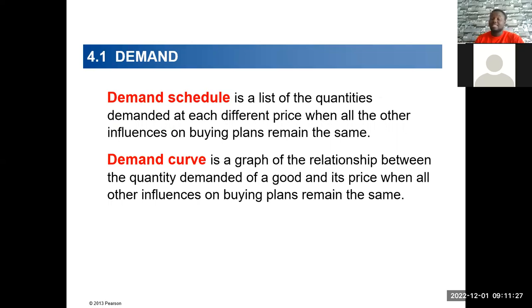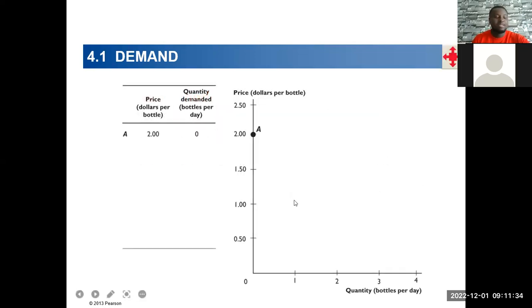So this is how we represent demand. It can either be in a tabular form or in a graphical form. So let's look at the schedule. The left one is the schedule, and the right one here is the graph. The good is a bottle of water, and then the quantity demanded is measured per day. Remember, we said demand is measured per unit of time. So now, when the price of the commodity was 2, the quantity demanded was 0.